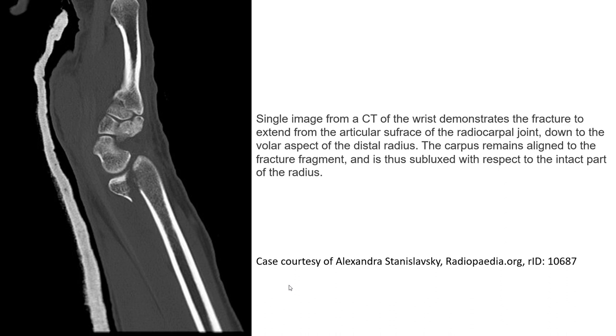A single image from a CT of the wrist demonstrates the fracture extending from the articular surface of the radiocarpal joint down to the volar aspect of the distal radius. The carpus remains aligned to the fracture fragment, and is subluxed with respect to the intact part of the radius.